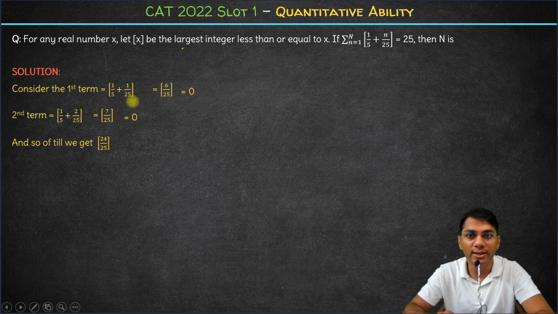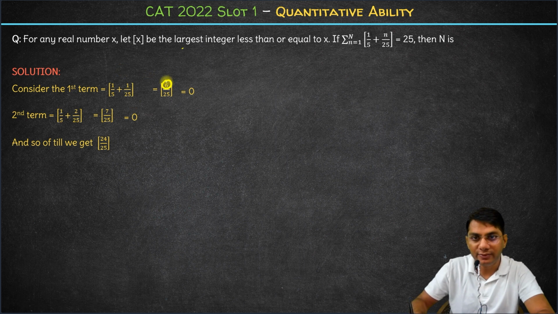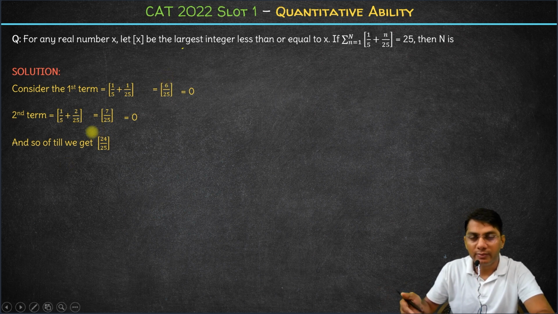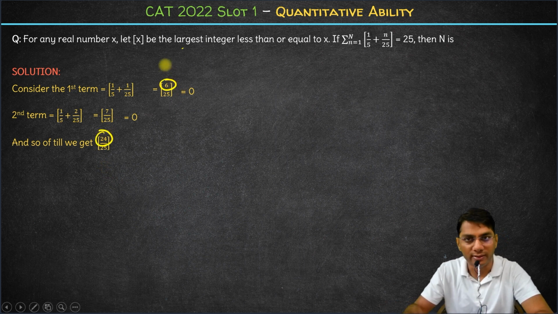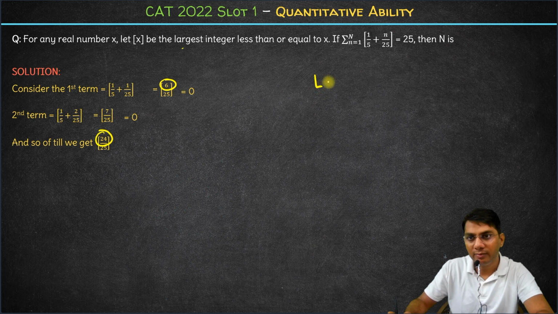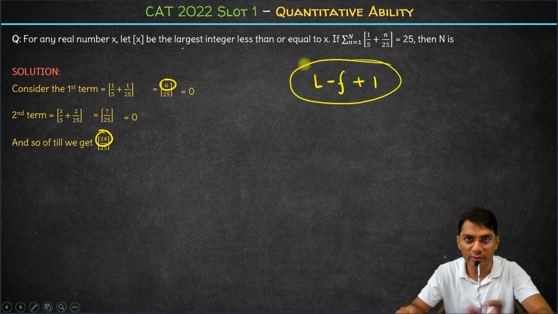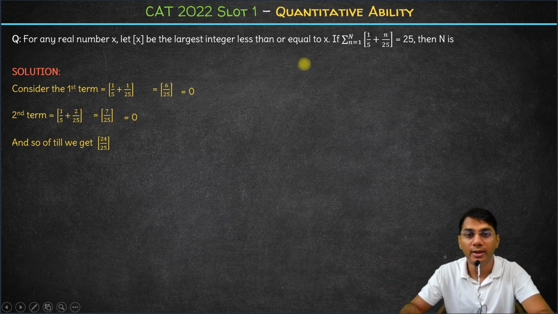So how many terms are there? From 6 we have consecutive numbers till 24. How many numbers are there? To calculate how many consecutive numbers there are, take the difference of the extreme numbers and then add 1: last number minus first number plus 1. This is the total number of consecutive numbers between two numbers, including the extreme numbers. So this comes out to be 24 minus 6 plus 1, that is 19.